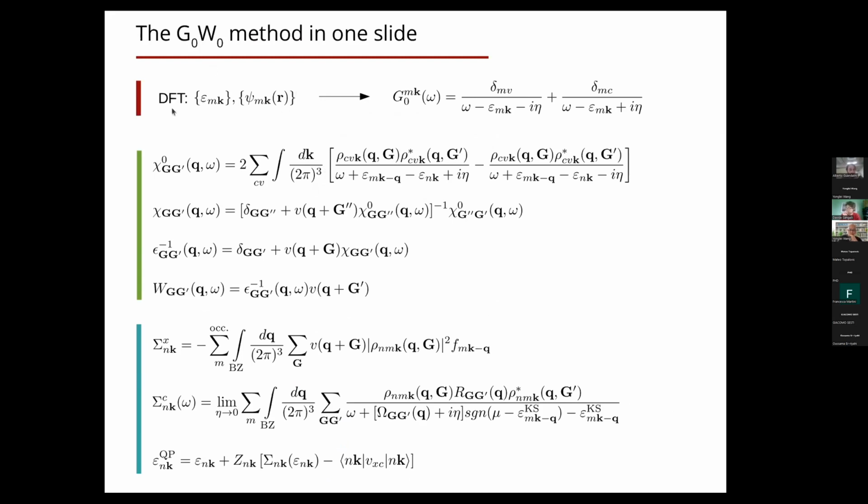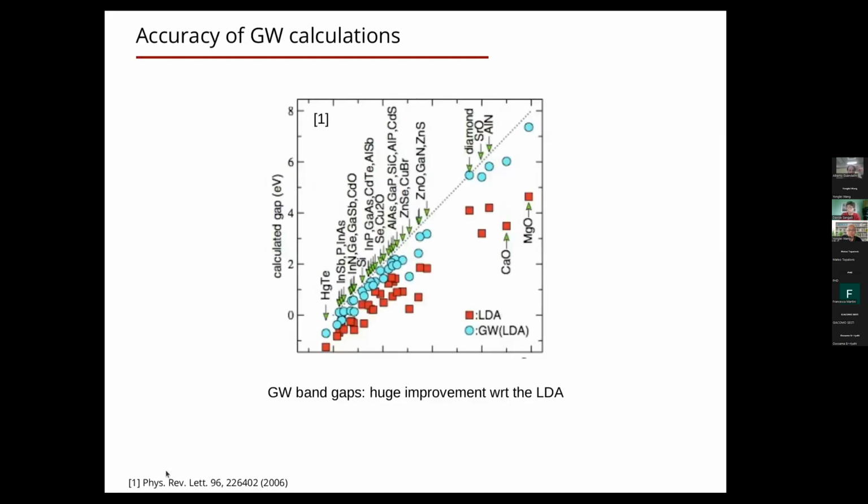So first we start from a DFT calculation, which provides us density functional theory energies and wave functions. Then we can easily build the Kohn-Sham one-particle Green function. The first step is to compute the screening in plane waves, then to compute the self-energy at two different energies in order to have the quasi-particle correction and correct our bands to include many-body effects.